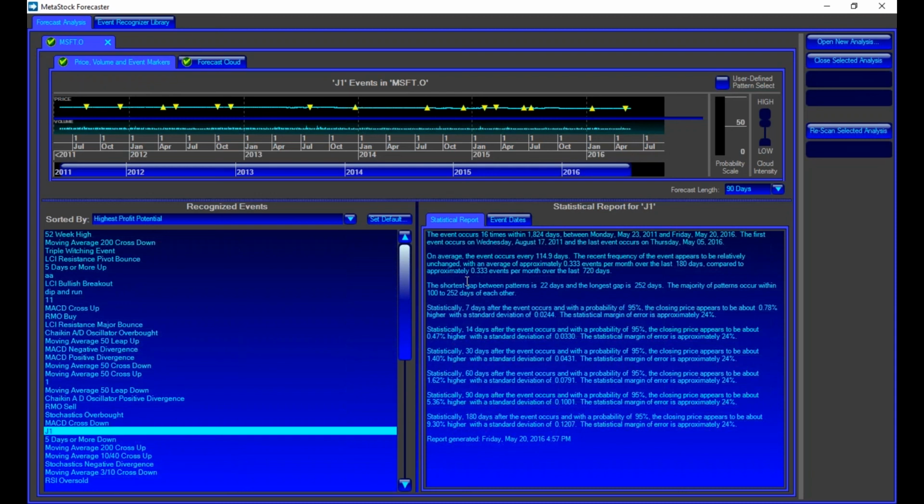I shouldn't say probability, I should say likelihood. So the event has actually occurred 16 times in the last 1,800 days, and it gives you that date range there. On average, the event happens every 114 days, so it's relatively frequent. It says the shortest gap. It'll show you statistically 7 days after the event occurs with a probability of 95%, the closing price appears to be about 0.78 higher.